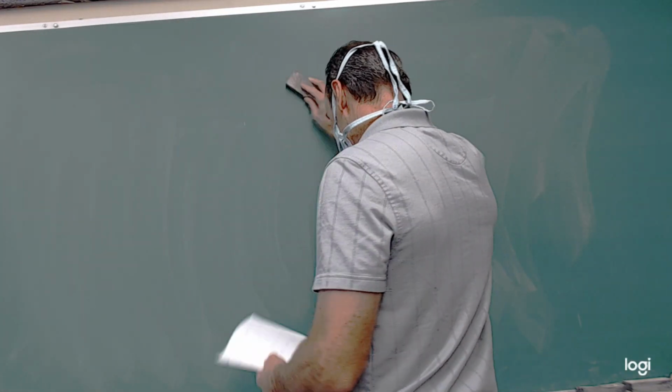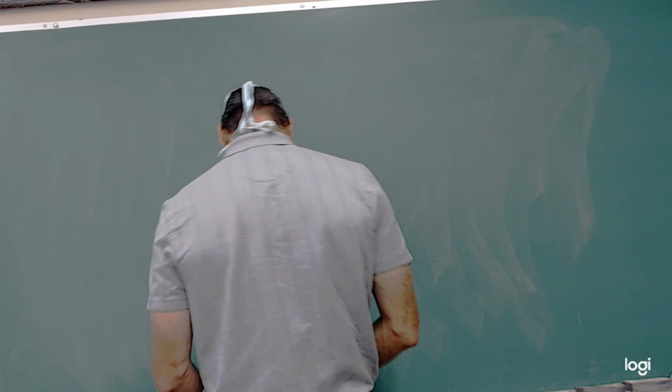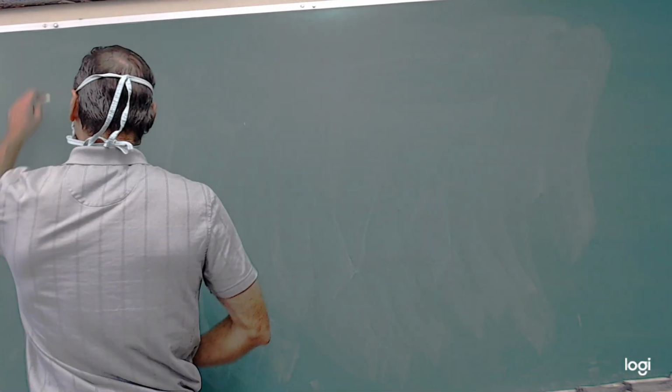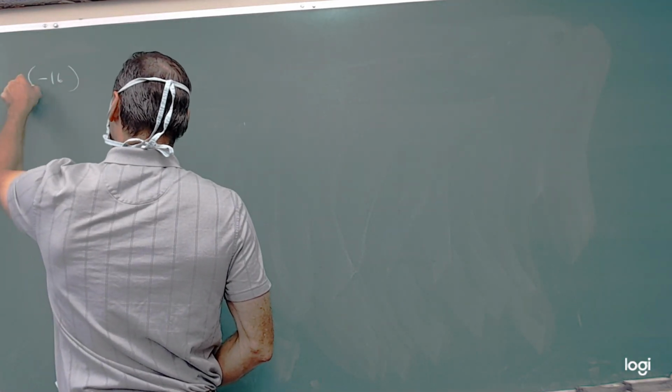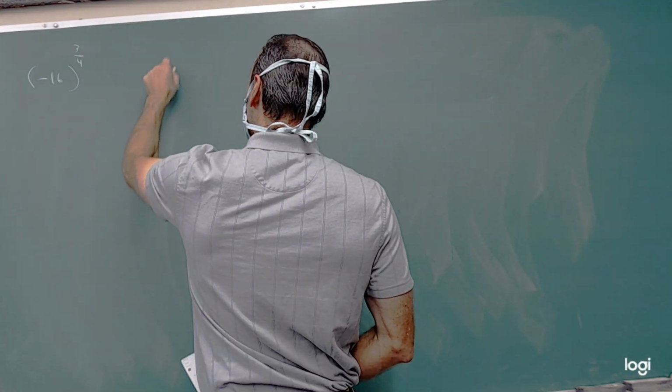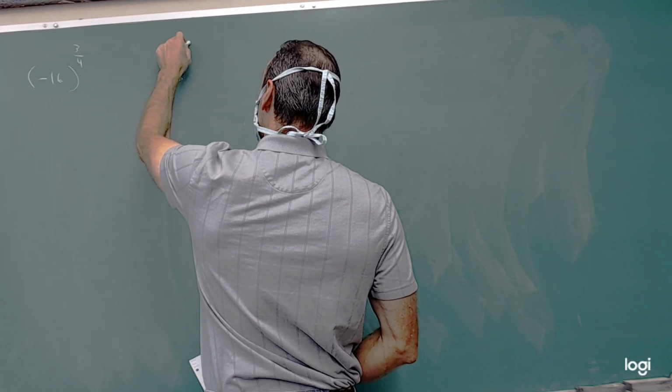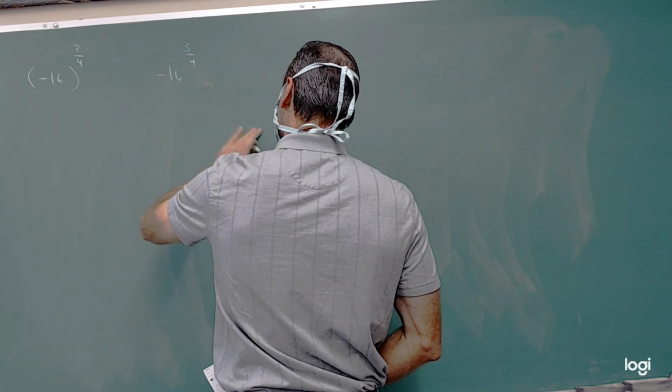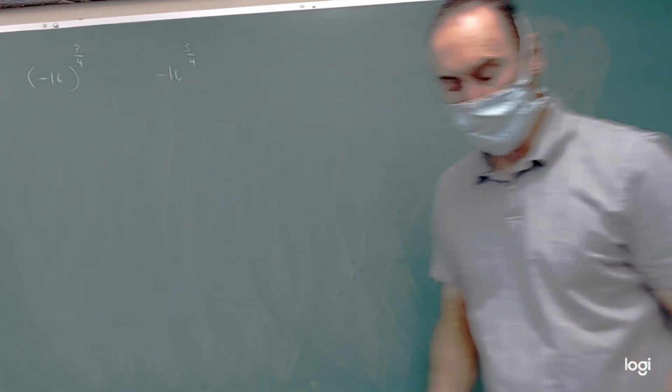All right, let's try something like negative 16 in parentheses to the 3/4 power, and then negative 16 with no parentheses to the 3/4 power. Does this make a difference? How so?